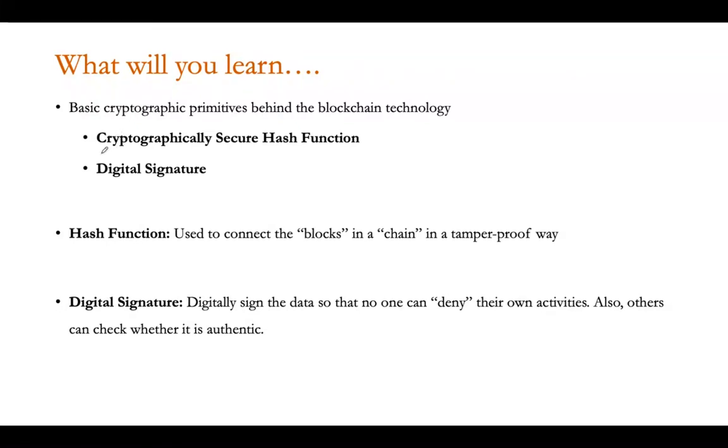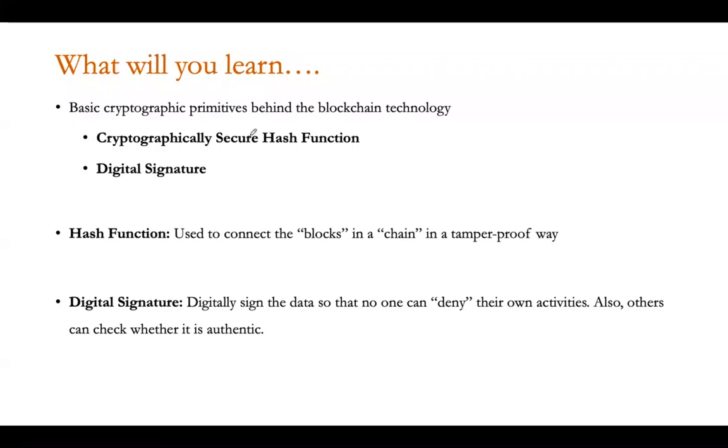One, we talk about the cryptographically secured hash functions. So what are the different cryptographically secured hash functions? What are the standards? We use SHA 256 and 512 bit size, which we are going to talk about. And then we talk about the digital signatures to achieve data integrity in the blockchain technology.